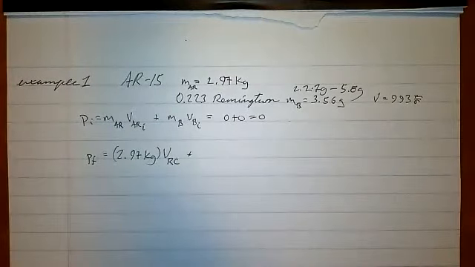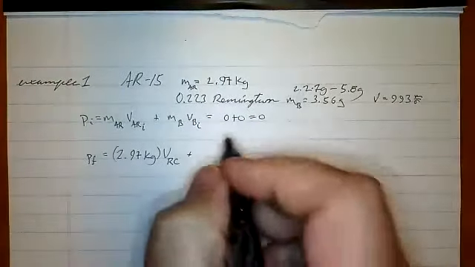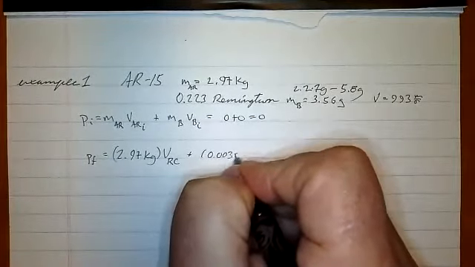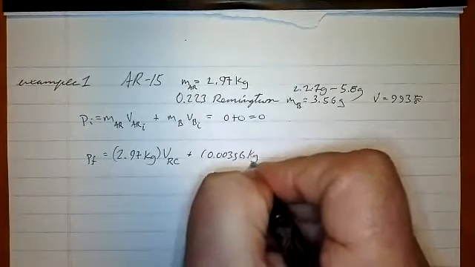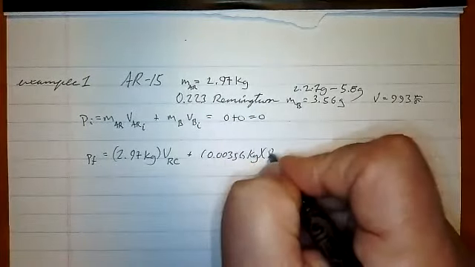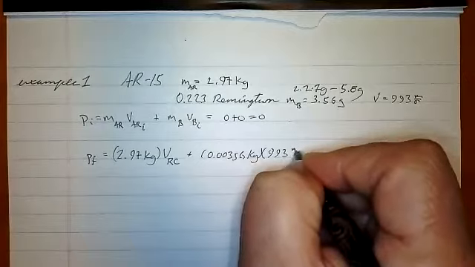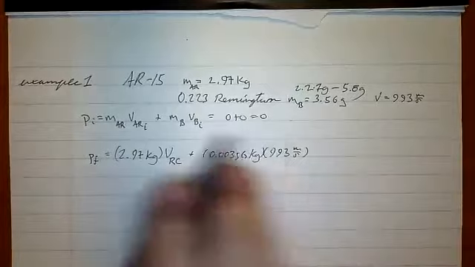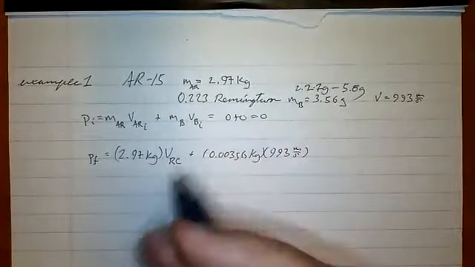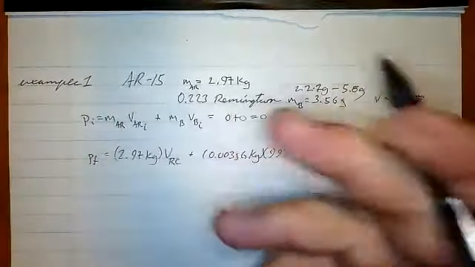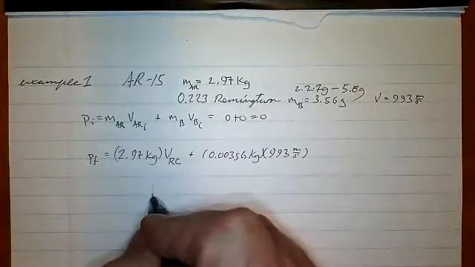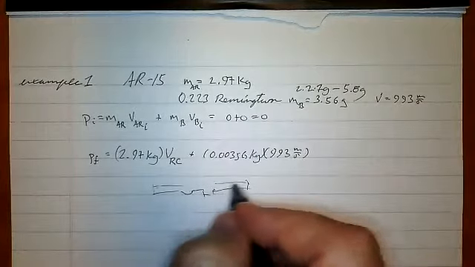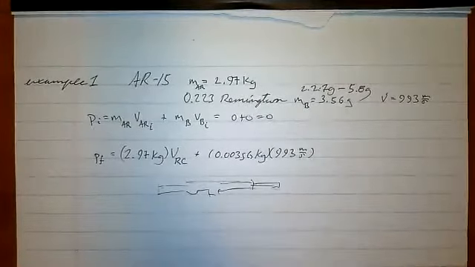So that's going to be plus the mass of the bullet, which is 0.00356 kilograms, times the muzzle velocity, which is 993 meters per second. And that's the P final. So you do all that calculation, that's P final. But since the net external force applied to the system, we're literally imagining here, basically the rifle is sitting like this and nothing's applying any force to it.